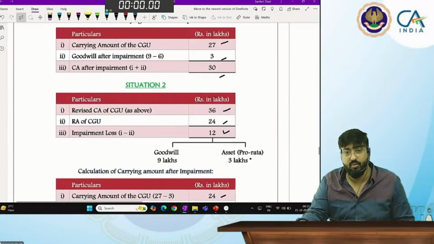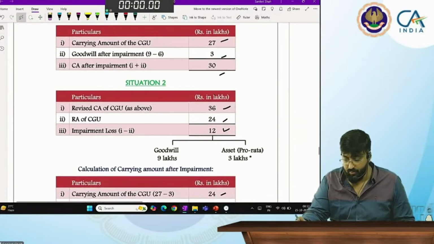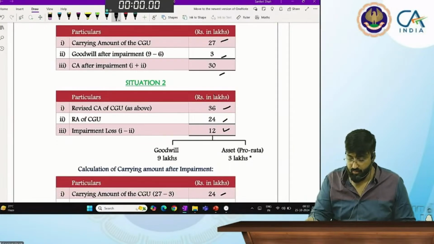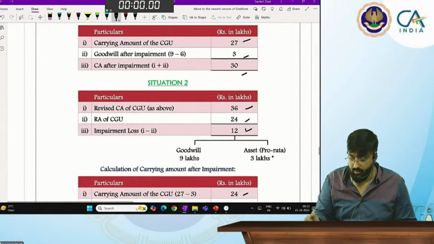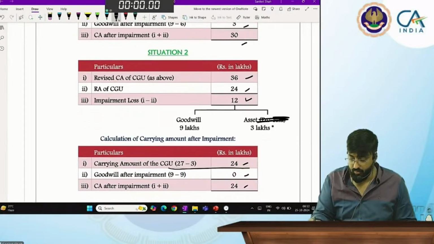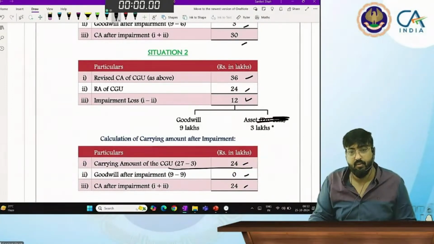Situation 2, sir, I am asking. There, sir. Carrying amount is 24 after impairment loss. Carrying amount after calculation, 24 minus 3 has to be there, sir. Yes, 27 minus 3. 3 lakhs has to be deducted.